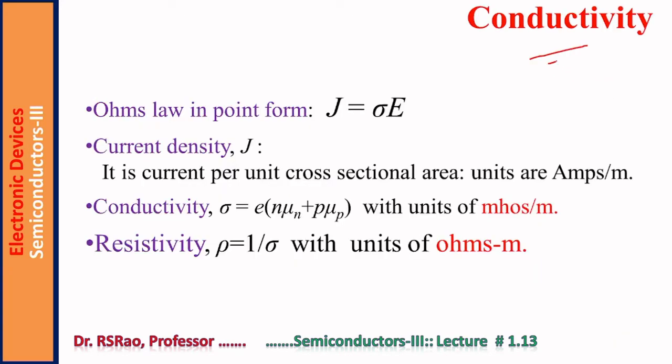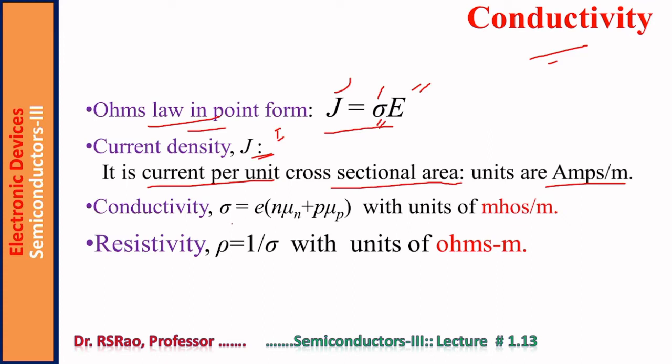Some more points regarding conductivity. There is a law, Ohm's law in point form. This law is J equal to sigma E. E is field intensity or potential gradient, J is current density, and sigma is conductivity. What is current density? It is related to current I. I is in amperes, J is in amperes per meter square. Current density is current per unit cross-sectional area. Its units are amperes per meter square.